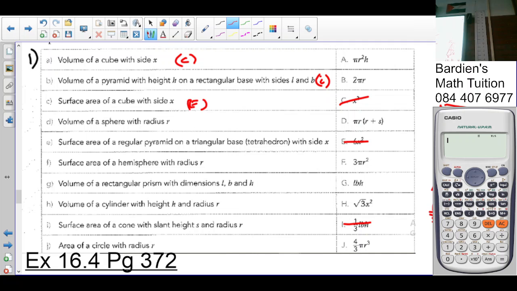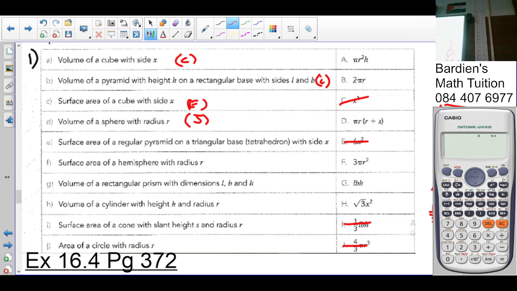The next one, the volume of a sphere with a radius r. The volume of a sphere is 4 over 3 pi r cubed, not so? 4 over 3 pi r cubed, which makes it J.